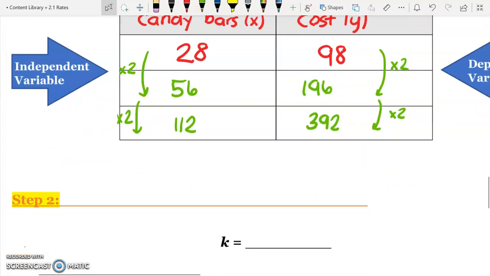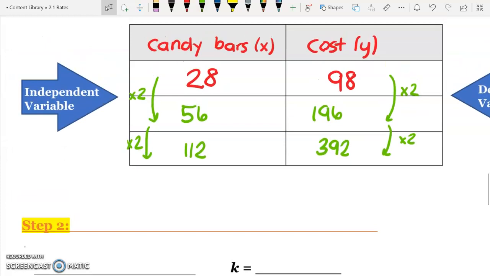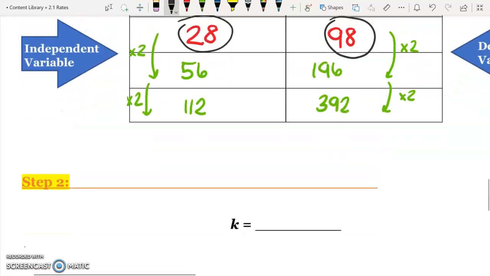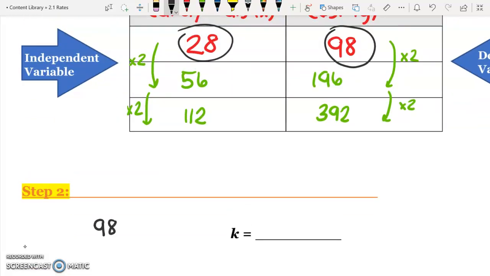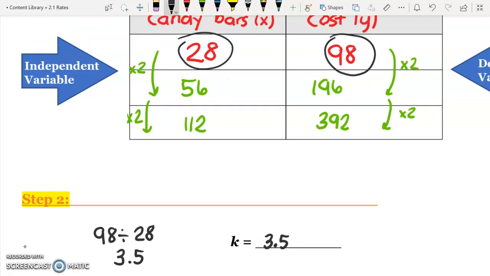Step 2 is to find our k value, our constant of proportionality. So again, we could pick any row; I usually go with the small numbers. So we are going to do 98 divided by 28. And again, you could have picked any row in here and any row that I didn't write that your group came up with. As long as you did everything correctly, if you do y divided by x, you should be getting 3.5 as your k value, our constant of proportionality. So you can verify that.